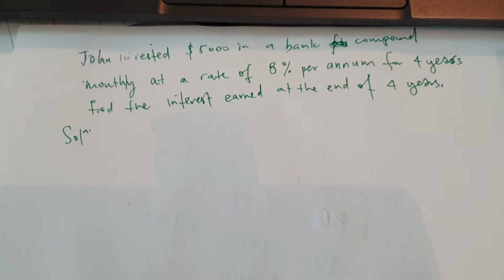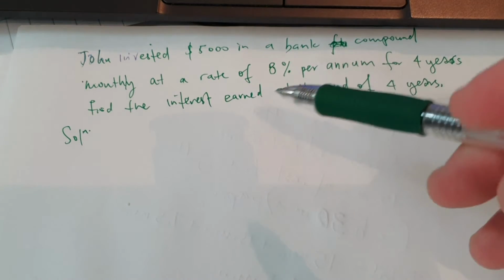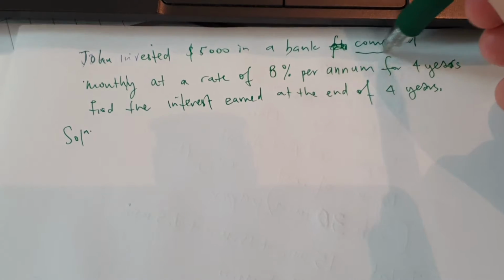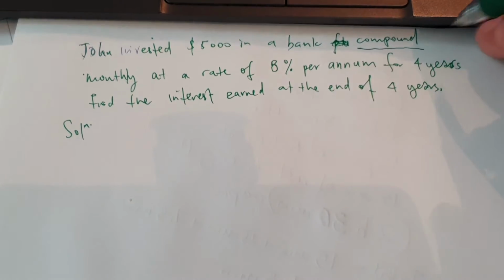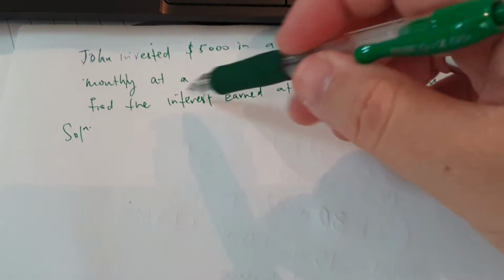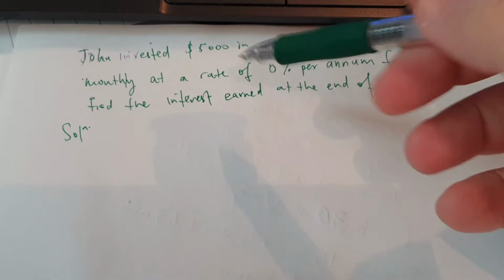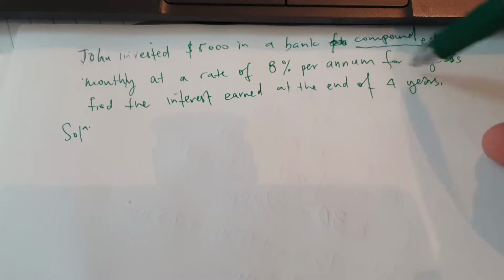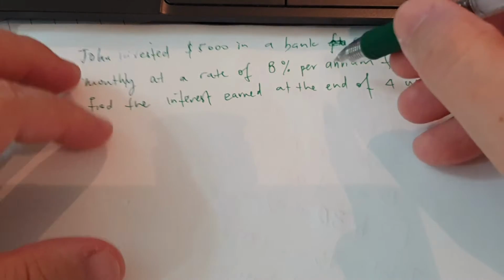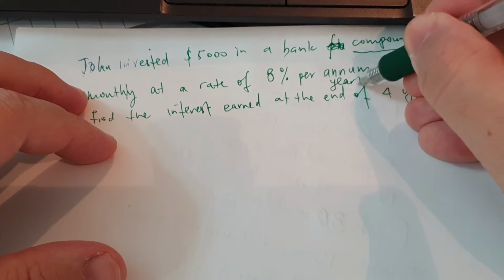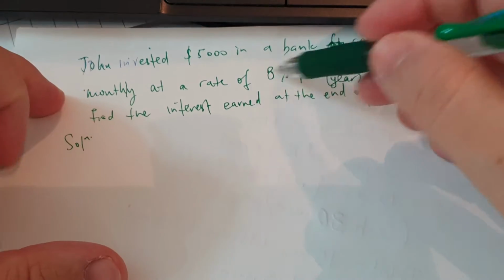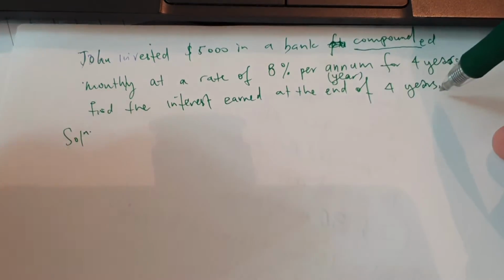Okay, let's say you're given a question like this. You see a word here, compounded. Sorry, it should be compounded monthly. Okay, so this guy invested $5,000 in a bank, compounded monthly at this rate per annum for 4 years. Per annum means per year. Find the interest earned at the end of 4 years.